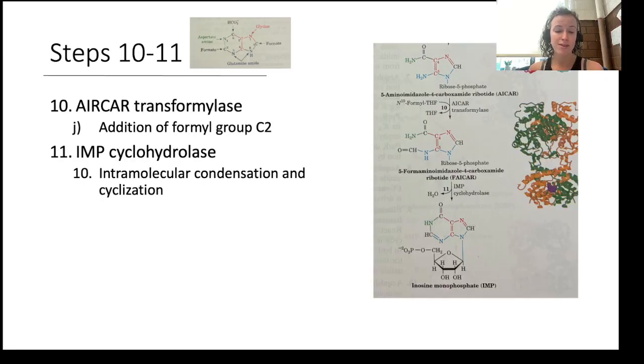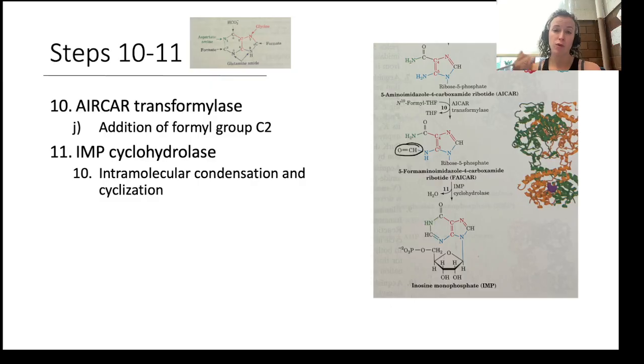We're almost done, folks. Step 10, performed by AICAR transformylase. Oh, I have one too many R's. I'll fix that before I post this. AICAR transformylase. Here we are again adding a formyl group, a 1-carbon transfer. That's going to give us the C2. Okay, so you can see we used a formyl transfer for 2 different carbons to make this structure. And here it is.